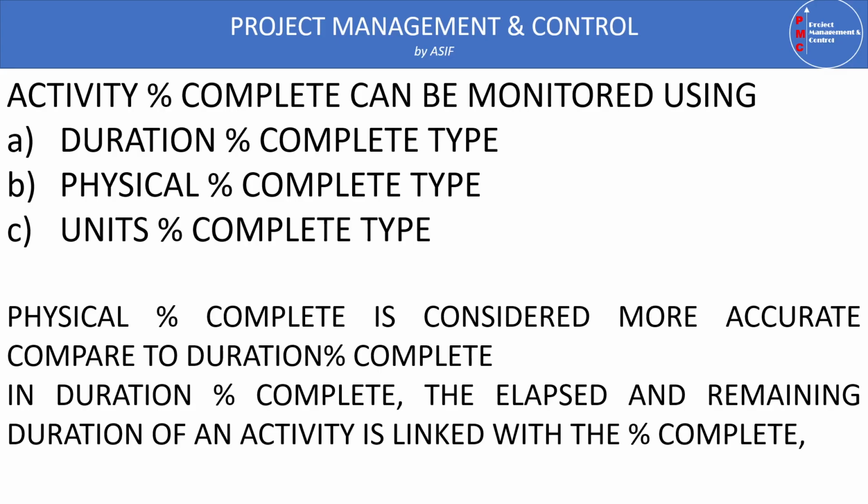In the duration percentage complete type, the elapsed and remaining duration are linked with the percentage complete and vice versa. For example, if you put in the remaining duration, the percentage will be completed automatically, or similarly, if you put in the percentage complete, the remaining duration will be completed automatically.